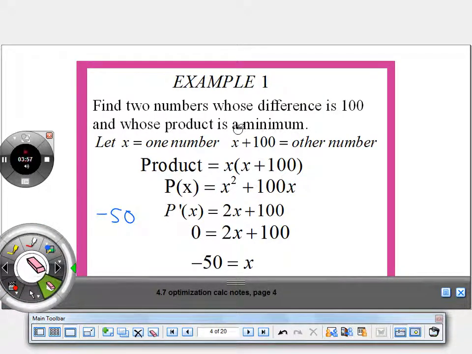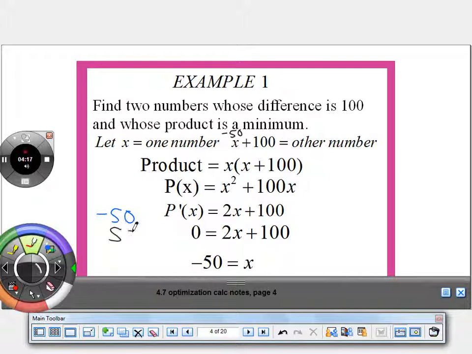So one of them is negative 50, and then I think you already know what the other one would be: 50. All right, so negative 50 plus 100 is 50.